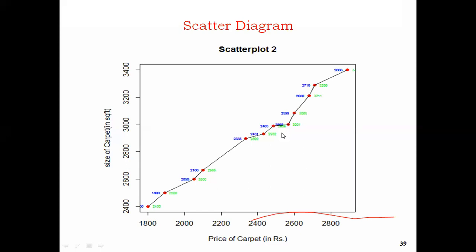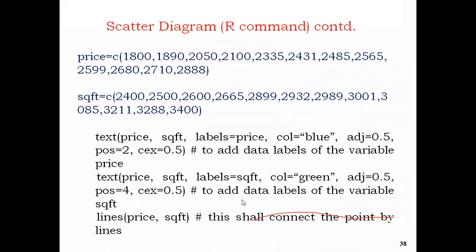That means the size of the carpet. And then to add data labels of the variable square feet. The first one is to add data labels of the variable price, and the second is to add data labels of the variable square feet. And now lines. Lines means this will connect the points by lines. So no need to write these things in the R command. Just write lines, price, comma, square feet, up to this. This is only for you to know what we are doing.